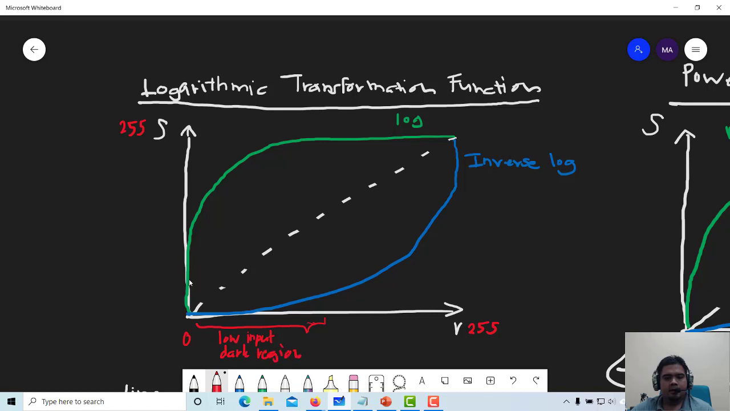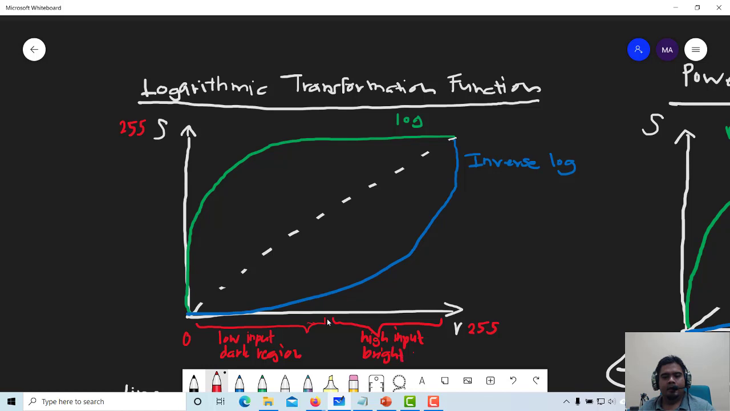Why do I call it the dark region? Because from 0 to 128 here, half of 255 is 128, is something close to the dark region. 0 is black, so any smaller intensity value is towards the dark region, while above 128, this part, which is just a rough estimate, we can consider as the high input, and another word for this one should be bright.